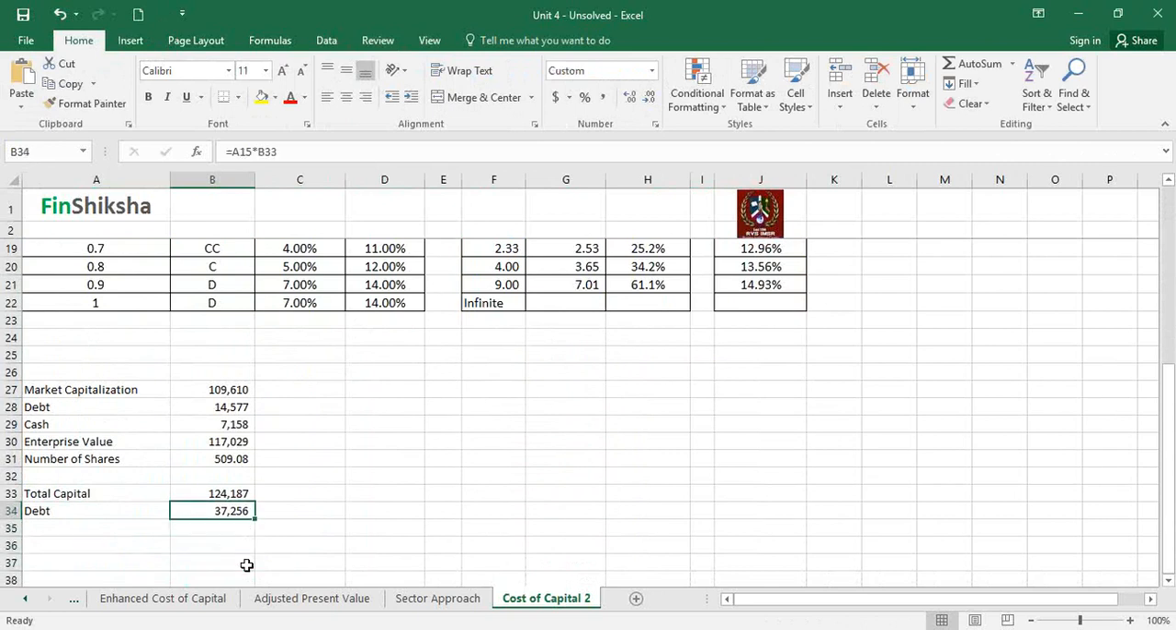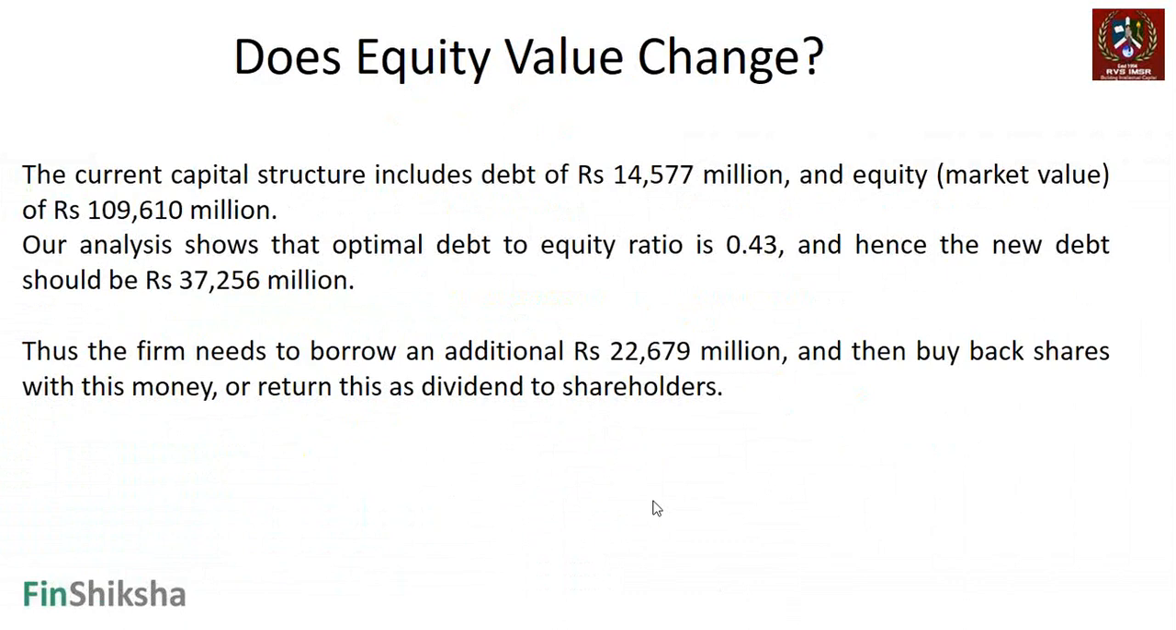If you have this debt, then obviously the equity value will change accordingly, and we'll have some more changes that come across. What are those changes going to be? Let's try and assess those changes. So we effectively find out that the optimal debt to equity ratio is 0.43, and hence the new debt should be 37,256 million. The firm needs to borrow an additional 22,679. How do we get this? We take 37,256, which is the suggested debt, and subtract the current debt which is 14,577, to arrive at the extra money that you have to borrow.